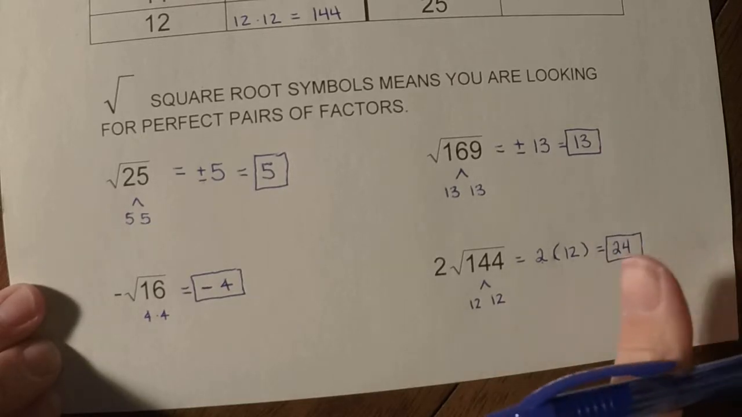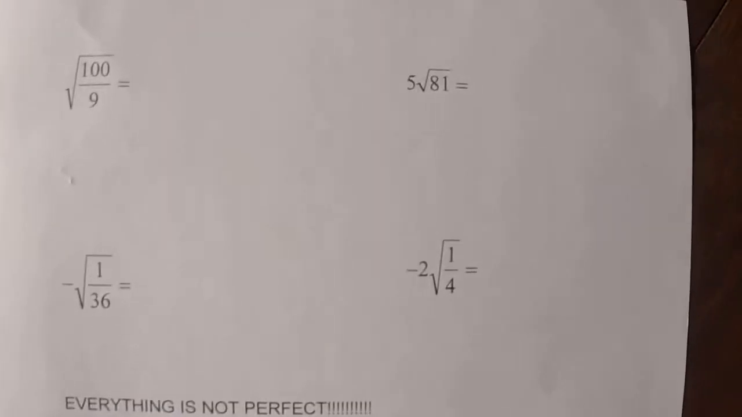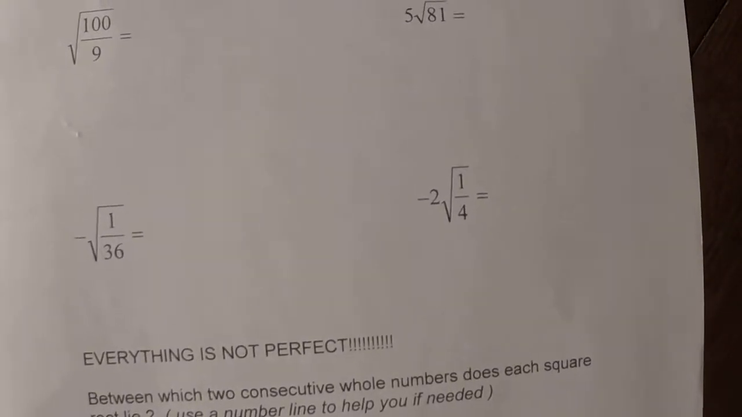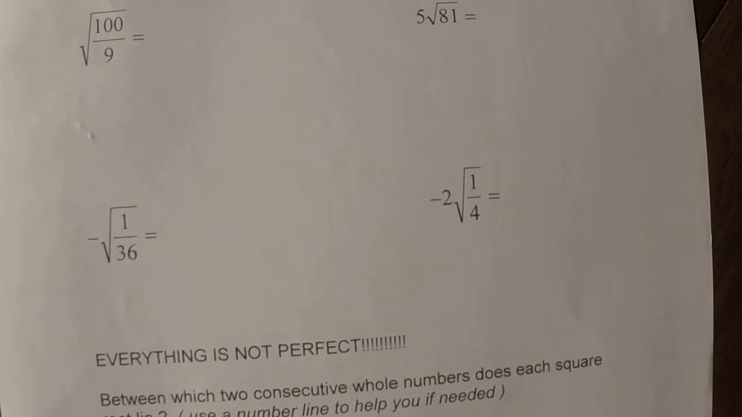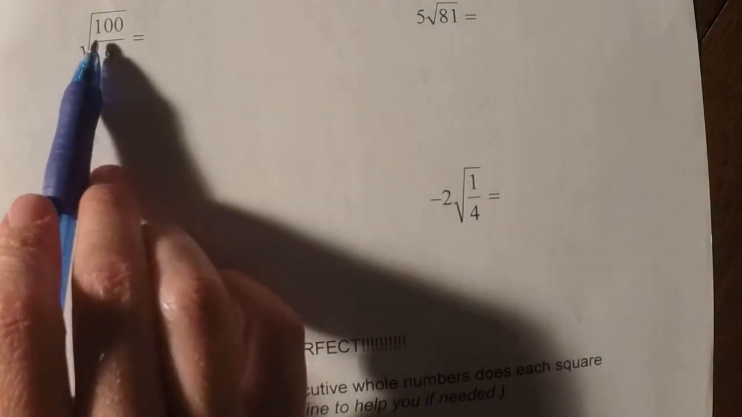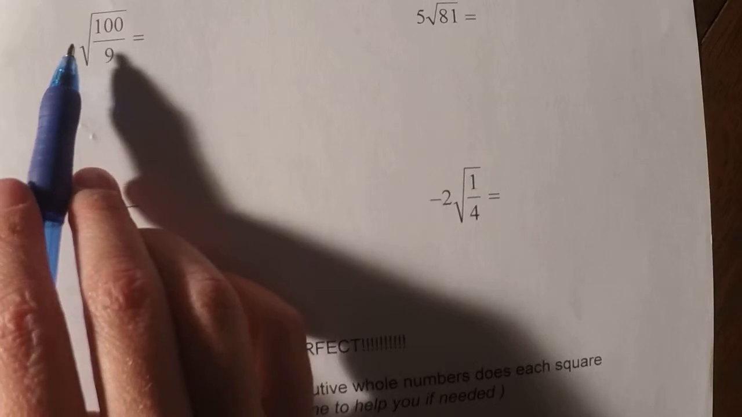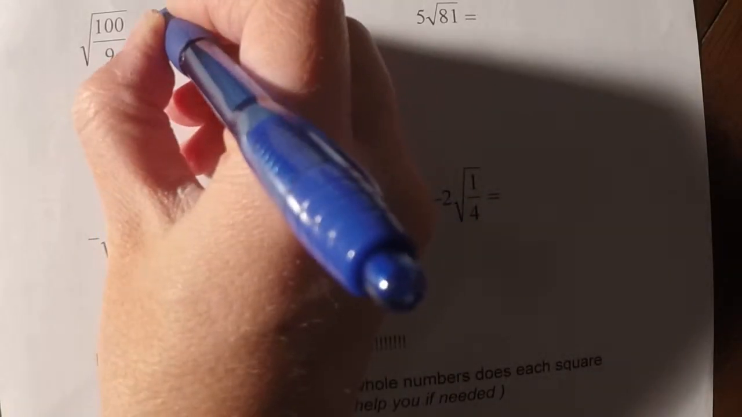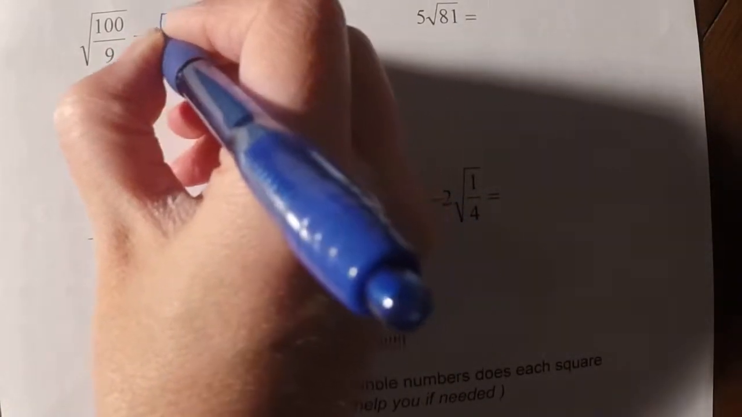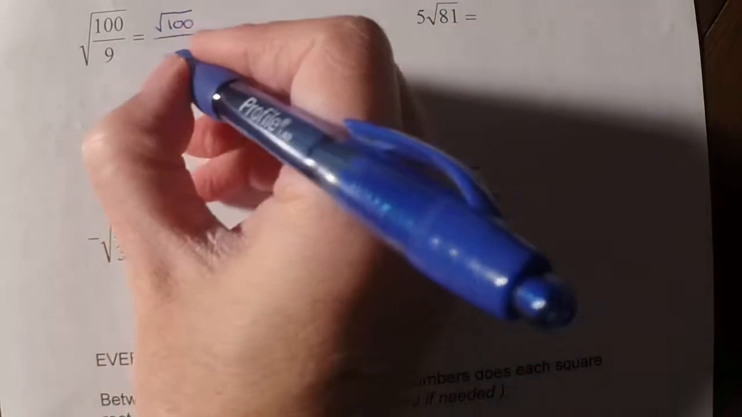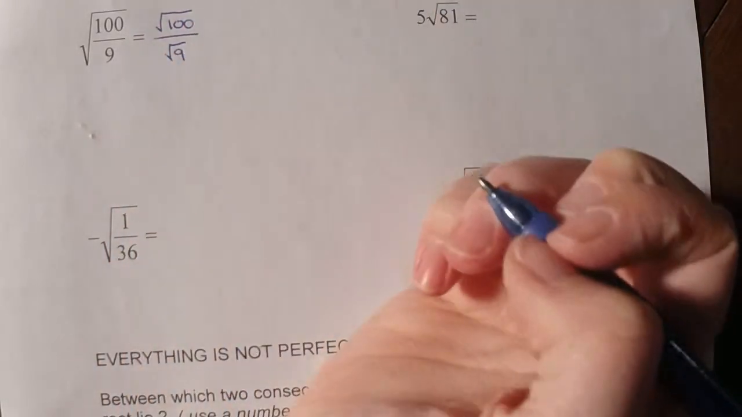Good. So let's look at the back. We've got a couple of other things that they might do to you. One would be to create division. Anytime they give you something like this, you can actually split it. So this is the same thing as saying the square root of 100 divided by the square root of 9.